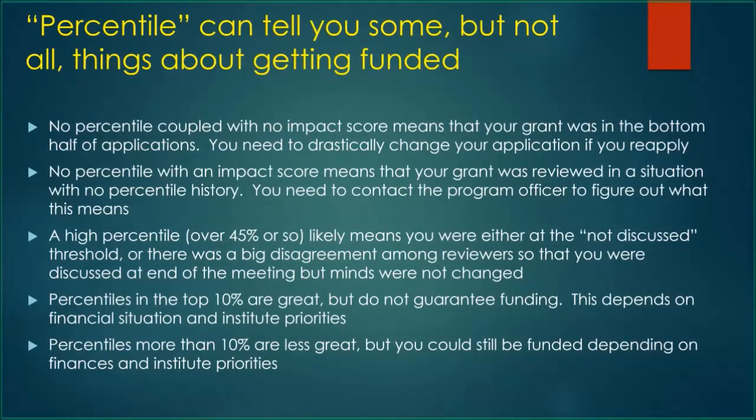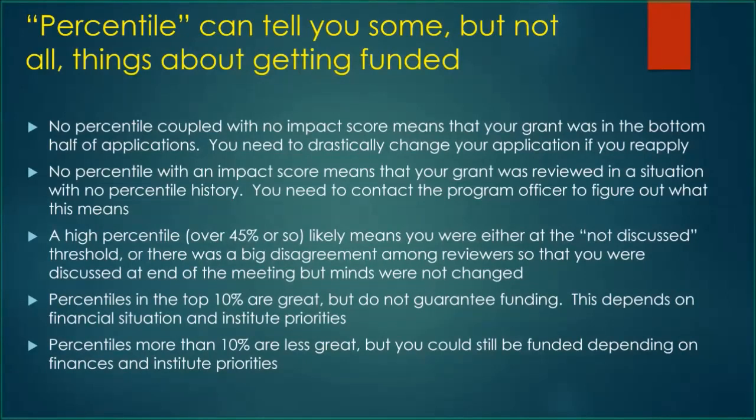Now, sometimes you will see no percentile, but you will get an impact score. And that's because you were reviewed in a situation with no percentile history. Sometimes that is a case where you were reviewed in a very special panel because you have collaborators or yourself has some conflict with the chartered study section that would normally see your grant.